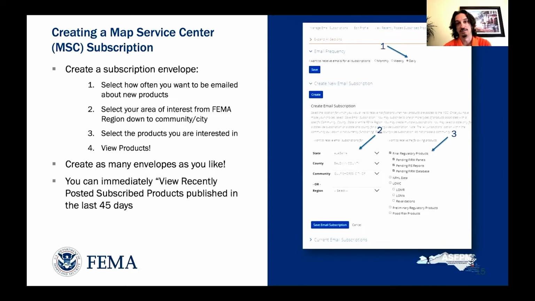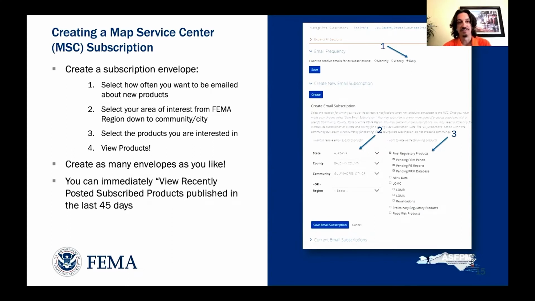You can select your area of interest, starting at region, going down to state, city, county, and then select the products that you're interested in. And you can create as many of these, what we call envelopes, as you like. So maybe you want one for all of Region 4, but then you want a second one just for Alabama, and then a third maybe just for Baldwin County as your interest changes across the various products that are available.